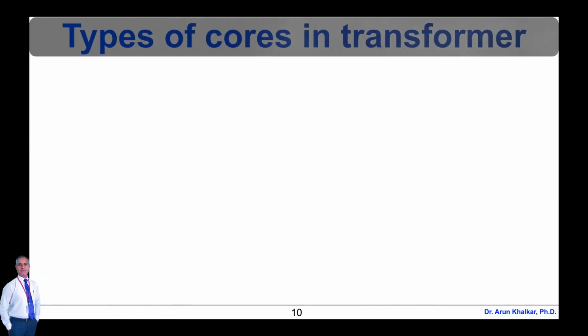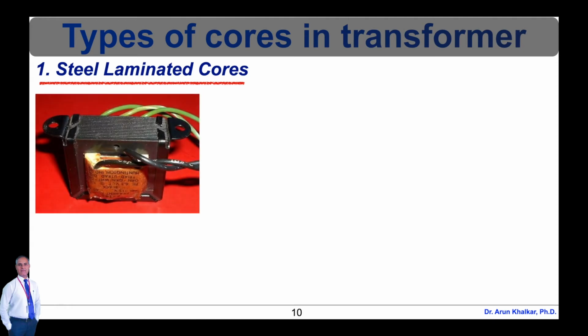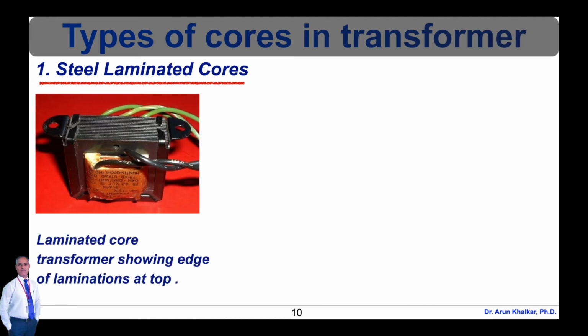Now let's see the types of cores in a transformer. First is steel laminated cores. Transformers for use at power or audio frequencies typically have cores made of high permeability silicon steel. The steel has a permeability many times that of free space, and the core thus serves to greatly reduce the magnetizing current and confine the flux to a path which closely couples the windings.